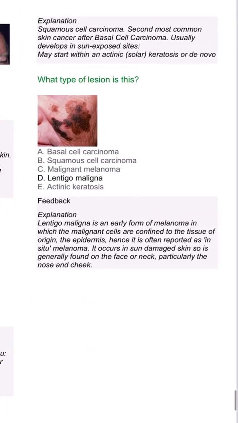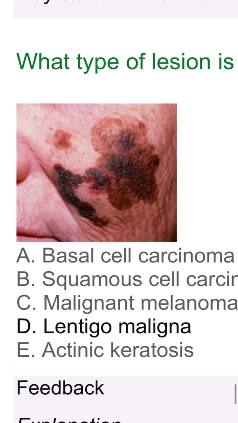Lentigo maligna is an early form of melanoma in which the malignant cells are confined to the tissue of origin, the epidermis. Hence, it is often reported as an in situ melanoma. It occurs in sun-damaged skin, so it's generally found on the face or neck, particularly the nose and cheeks. So it is here. It is on the cheek.